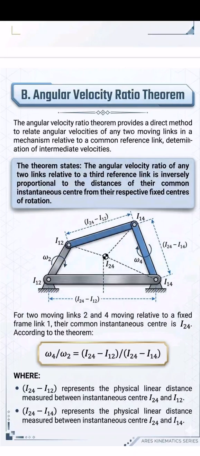For two moving links 2 and 4 moving relative to a fixed frame link 1, their common instantaneous center is I24. According to the theorem, omega 4 by omega 2 equals (I24 minus I12) divided by (I24 minus I14), where I24 minus I12 represents the physical linear distance measured between instantaneous centers I24 and I12, and I24 minus I14 represents the physical linear distance measured between instantaneous centers I24 and I14.